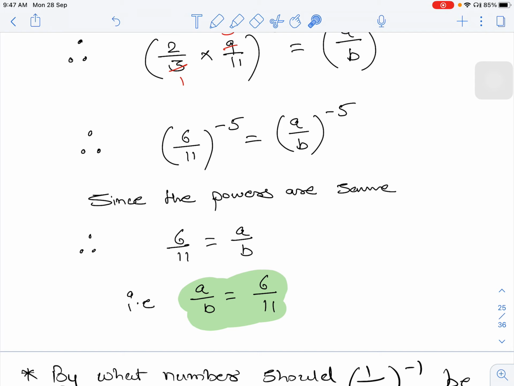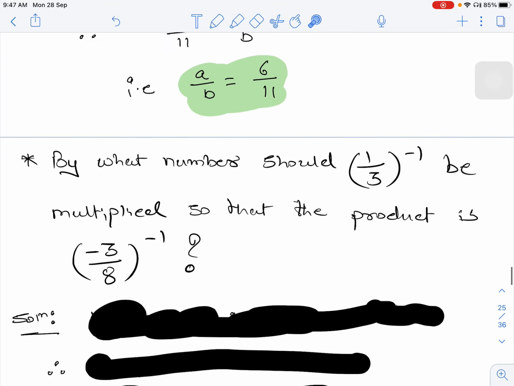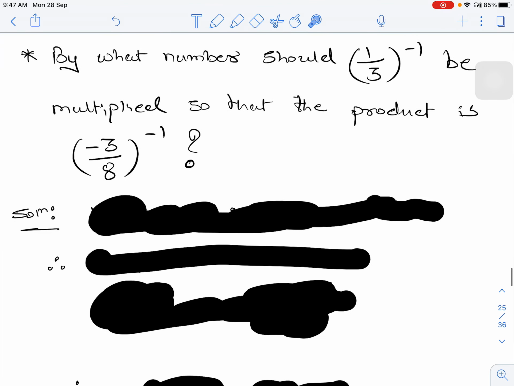Now what is the condition that we have learned? If you want to find the value of a base, we have to make the powers equal. If you want to find the value of powers, we have to make the bases equal. Now let us solve a different type of example.